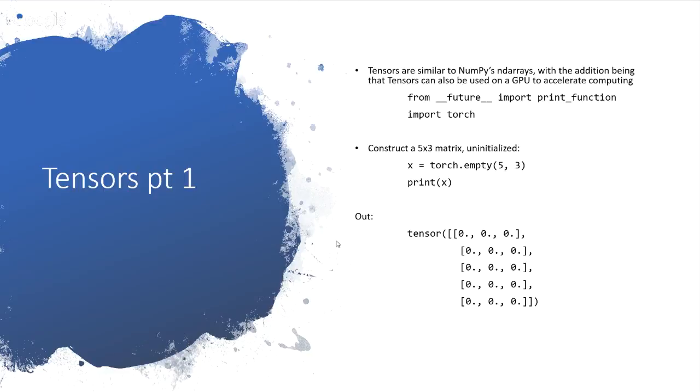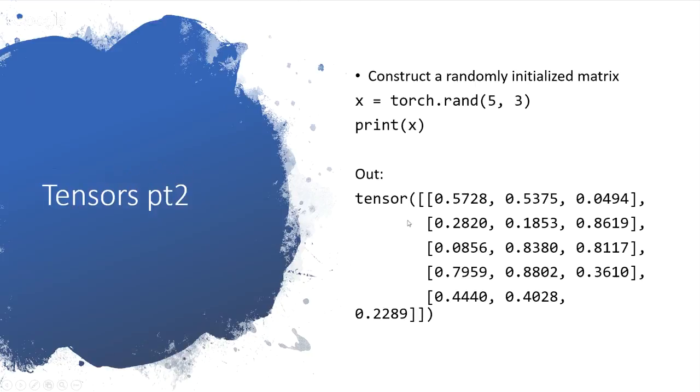So I'm just going to go through some basics of tensor operations within PyTorch. So for example, tensors are similar to NumPy arrays, as I said before, with the addition of being able to use GPU accelerated computing. So for example, here if we import torch, and construct a 5 by 3 matrix uninitialized, we would write x equals torch.empty(5, 3), which would give us a 5 by 3 array, which is empty, just all zeros. That's the output there.